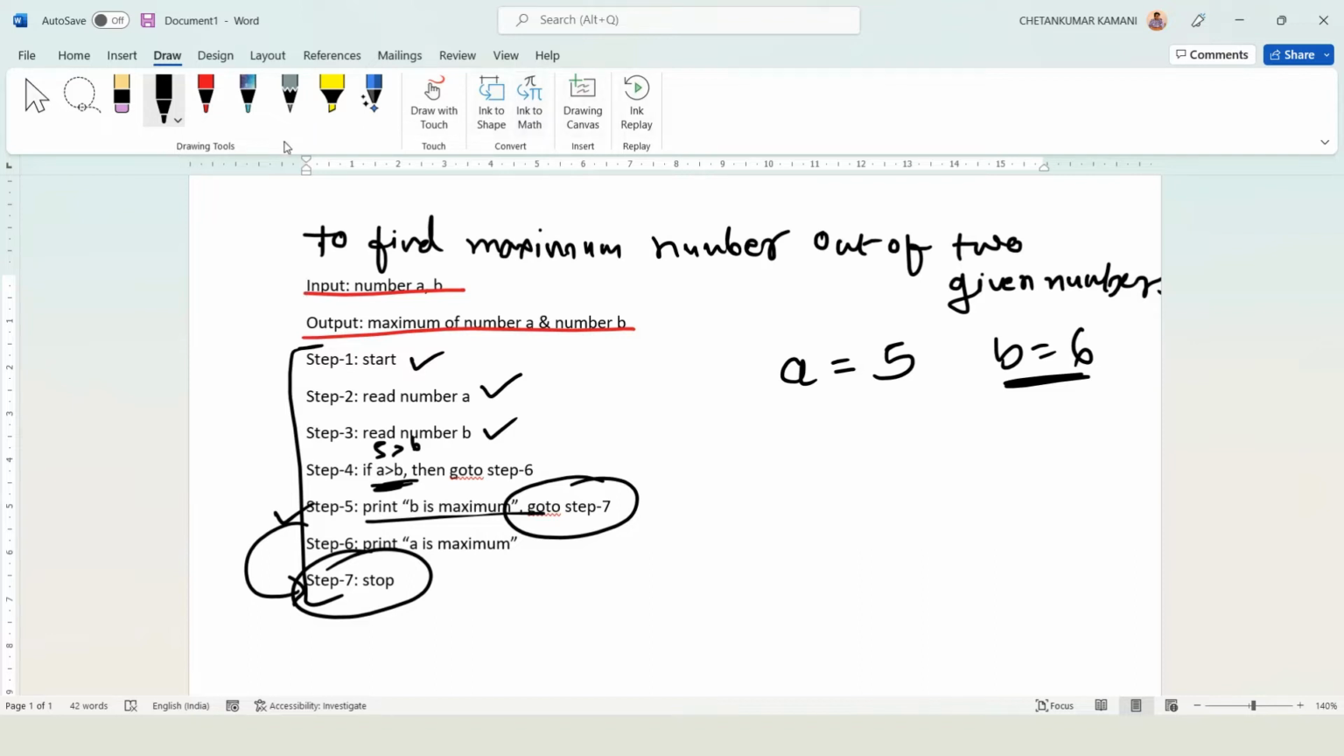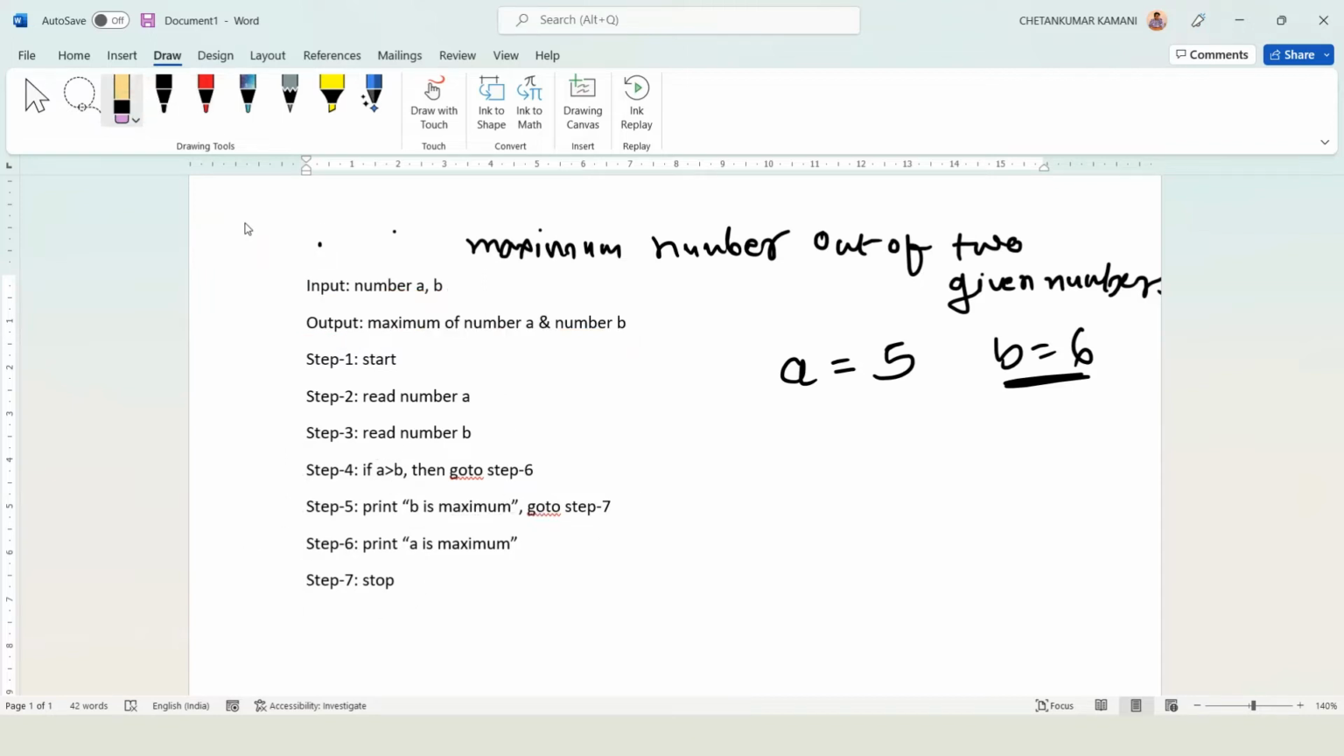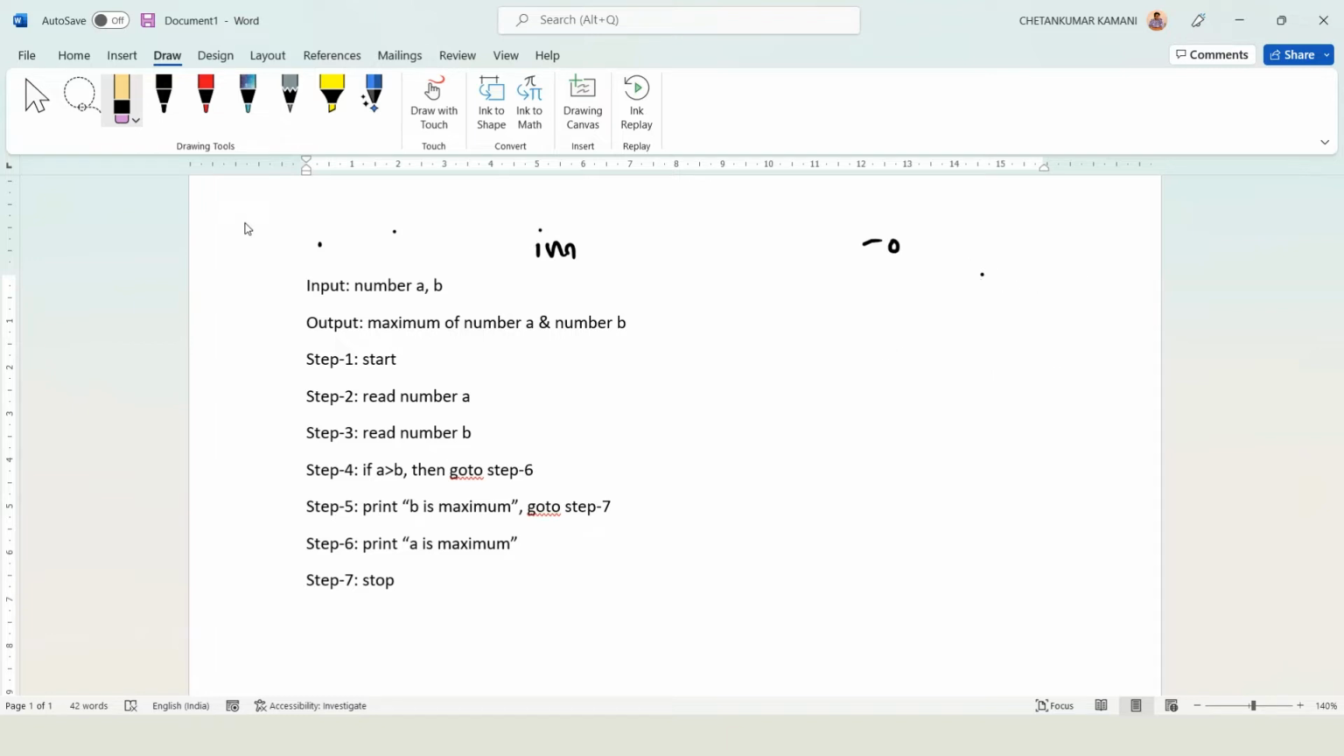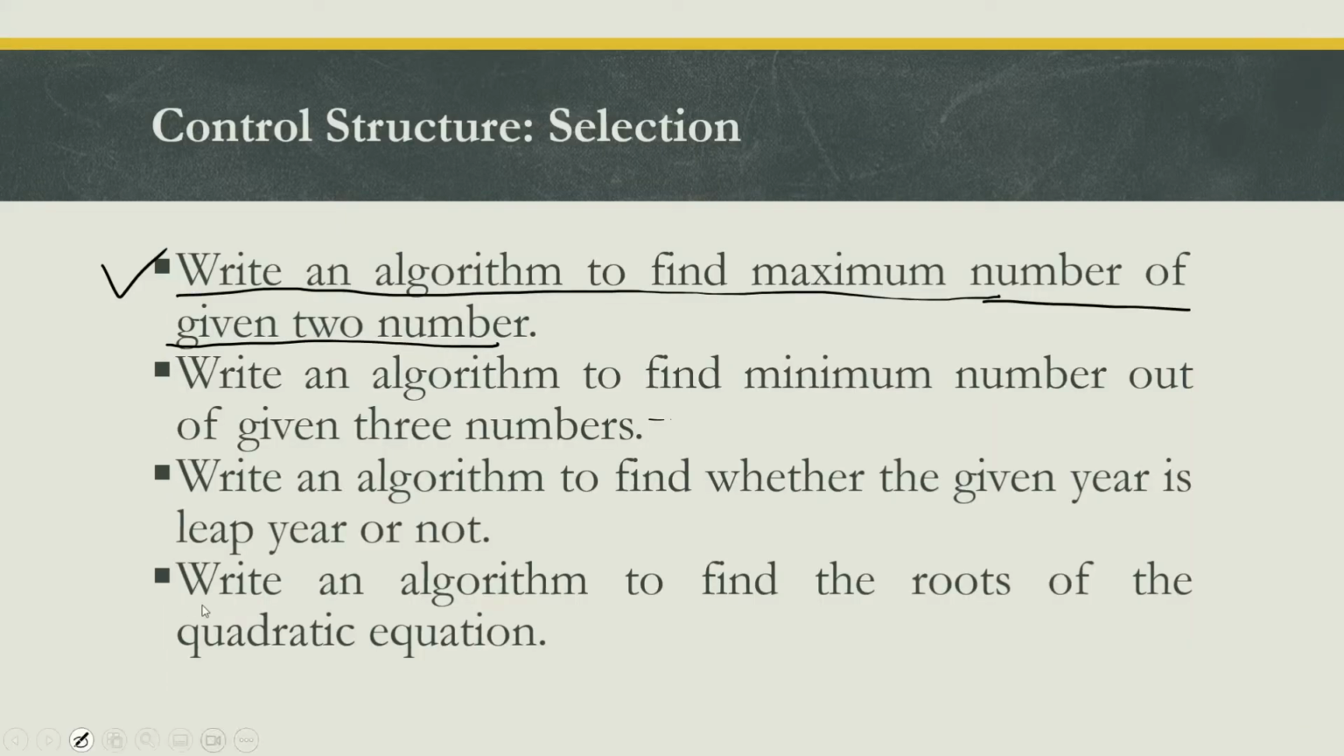Let me clear this. This is the solution, right? So I hope you have an idea about the solution. If you have any query for this solution, then you can write in the comment box. Okay, let's go ahead with the second problem.